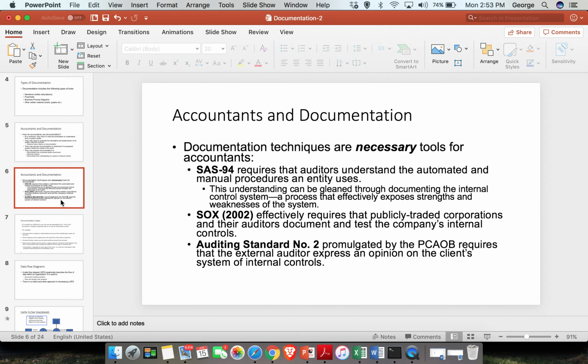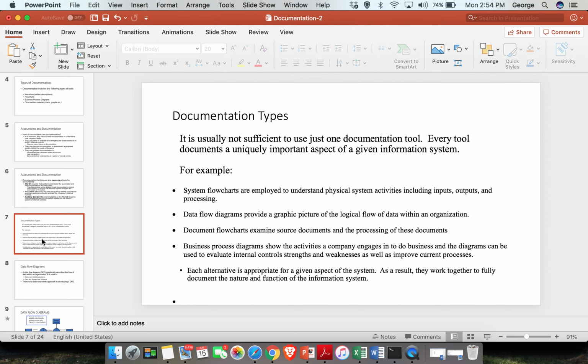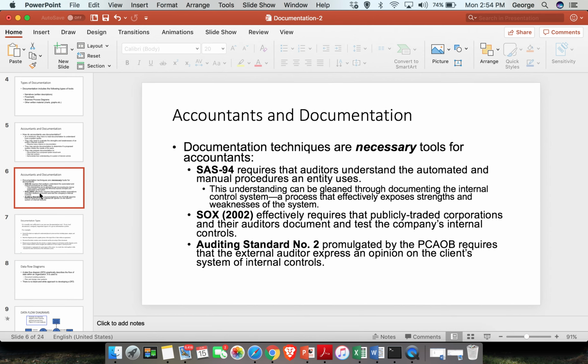So SOX really wanted you to document and test the controls. Then the PCAOB wanted to step further and say, we want you to attest to it and write a report on that, giving an opinion on whether or not the internal control for the company you're auditing is effective or not. And we'll talk a lot more about SOX when we get to Chapter 5.